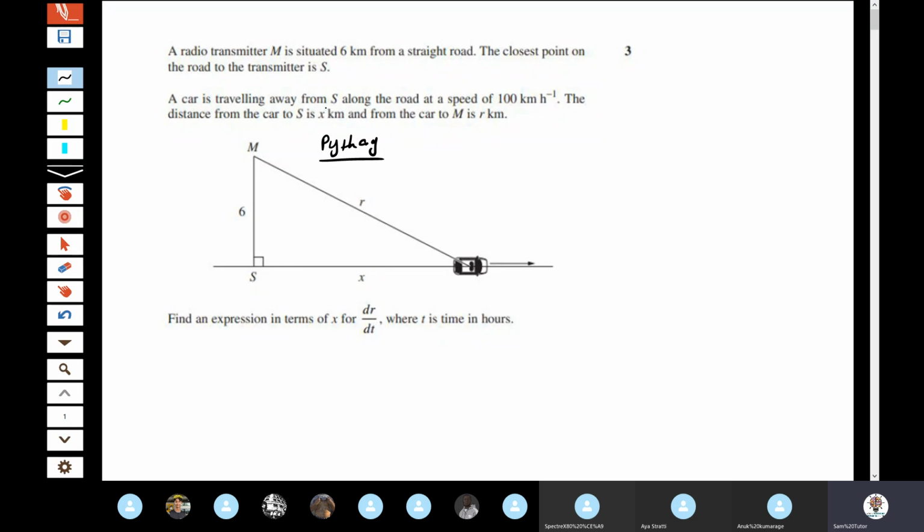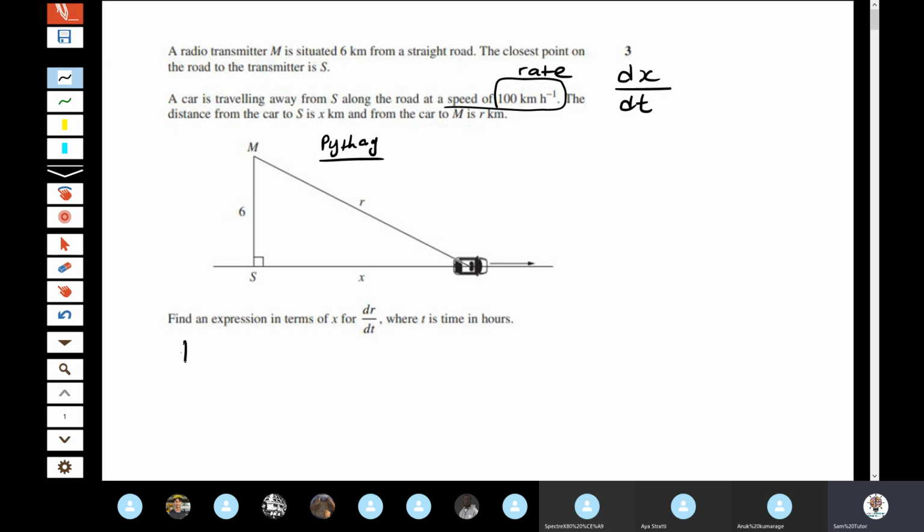A car is traveling away from S, as you can see, at a speed of 100 kilometers per hour. That is a rate. So what rate is that? dx over dt. Good job. The change in x with respect to time. The distance from the car to S is x, and from the car to M is r. Find an expression in terms of x for dr on dt.